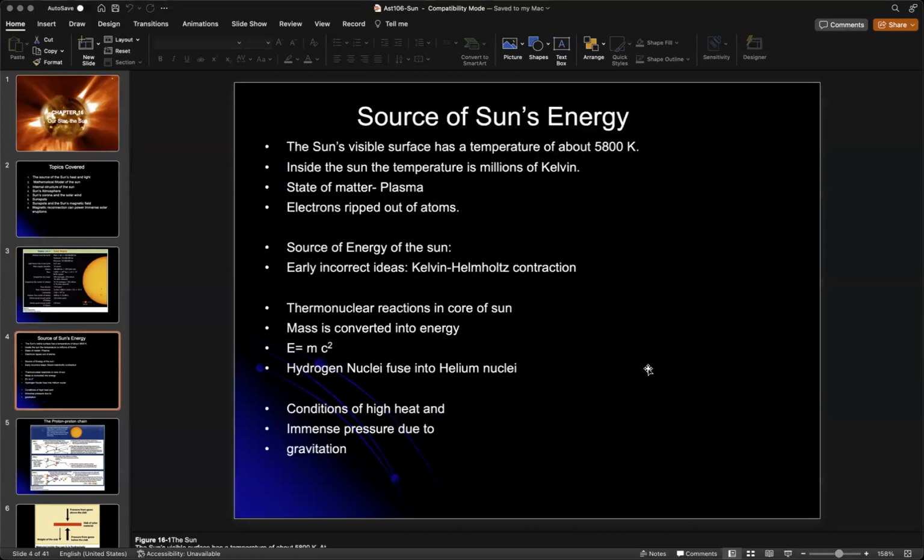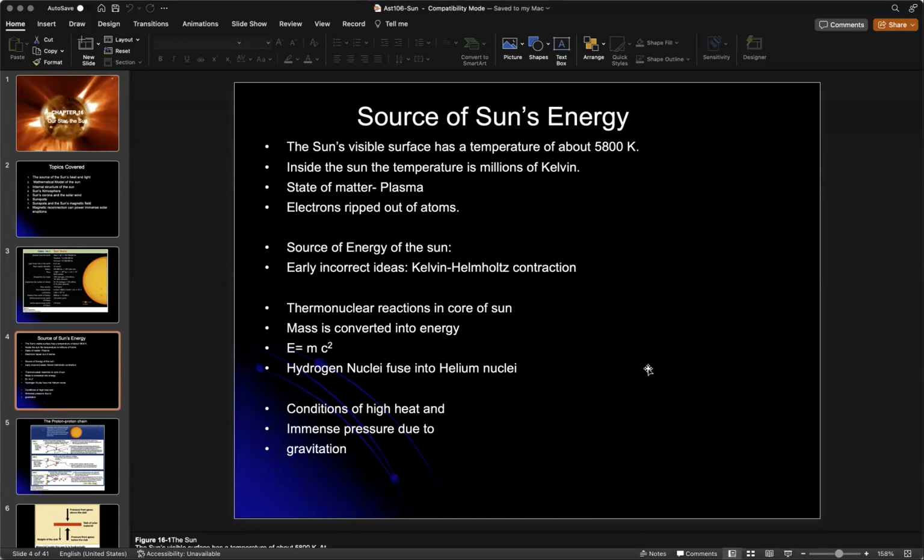So there was a big debate about the source of sun's energy. The sun's visible surface temperature is 5,800 Kelvin, but inside it is millions of Kelvin. The state of matter: we normally talk about 3 states of matter, solid, liquid, and gas, but actually there are 7 states of matter, which are arrived at by either heating the material or by cooling and compacting material.